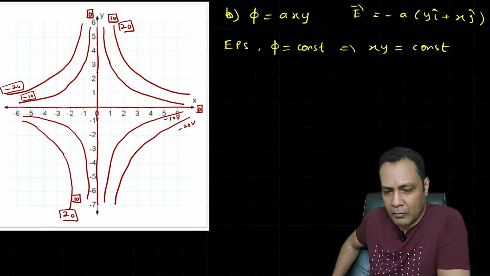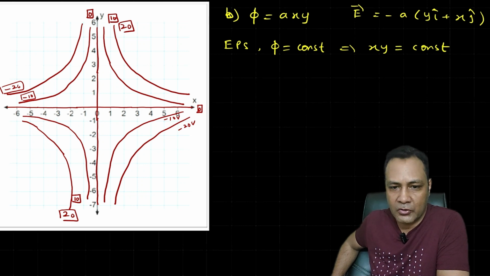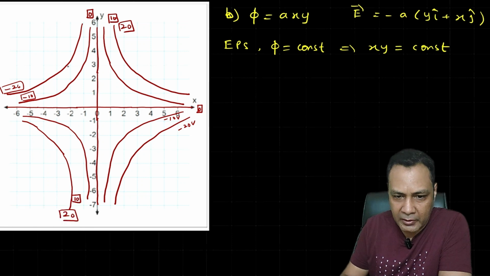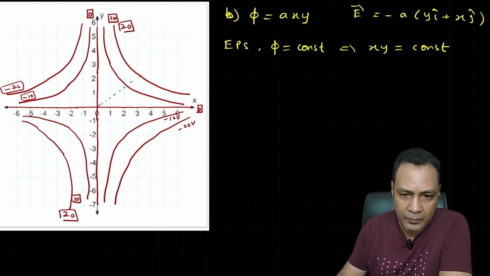And now once again we can plot the electric lines of force. They would be perpendicular to these EPS. So let's start plotting the electric lines of force. Suppose I start plotting from here. So one line would obviously be like this.